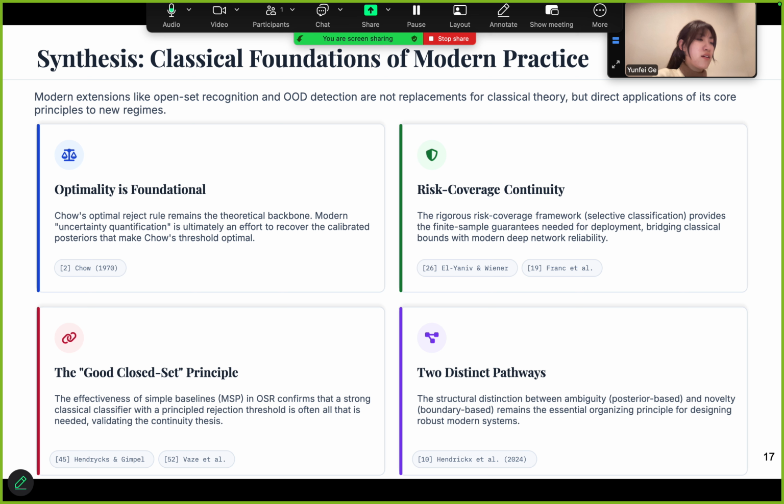SelectiveNet is El-Yaniv and Wiener's risk-coverage framework implemented with learned features and a differentiable coverage constraint. Deep SVDD is Tax's support vector data description with a neural network representation instead of a fixed kernel. Different architectures, same underlying decision problem. And the closed-set principle confirmed by Vaze validates the continuity thesis. You do not need exotic new machinery. A strong classifier with principled rejection is already most of what you need. The two pathways, posterior-based for ambiguity and boundary-based for novelty, remain the essential organizing principle.